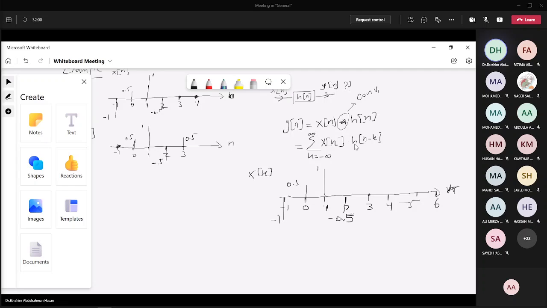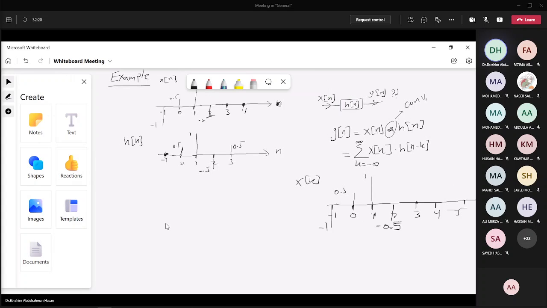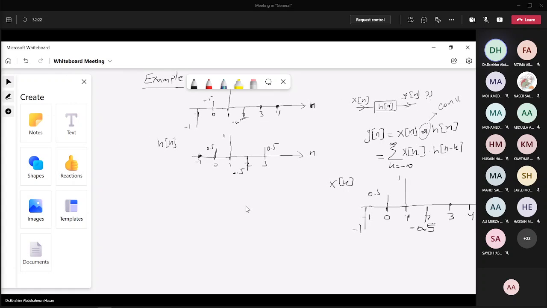But notice now, I need h of n minus k. The variable inside is k, not n. So n is constant inside the summation. So how to find h of n minus k? This is my h of n. Then we need to find h of k. H of k means just change the variable here, from n to k.